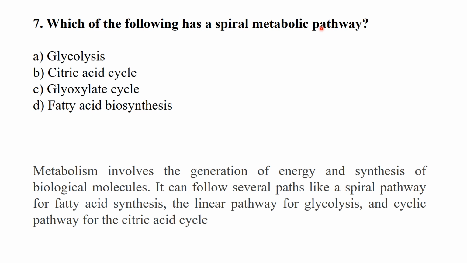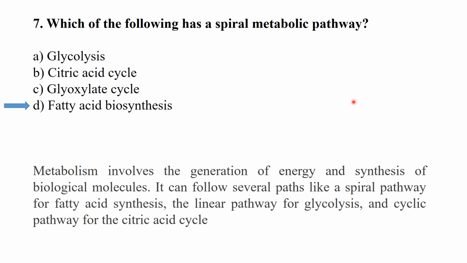Amongst these: glycolysis, citric acid cycle, glyoxylate cycle, fatty acid synthesis cycle. So fatty acid biosynthesis is the spiral metabolic pathway. What is a spiral? Metabolism involves the generation of energy and synthesis of biological molecules. We know the definition of metabolism: chemical reactions in the body that are mainly responsible for the generation of energy. It can follow several paths, like the spiral pathway for fatty acid synthesis and the linear pathway for glycolysis.